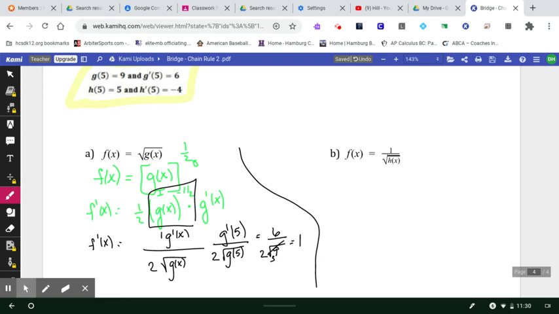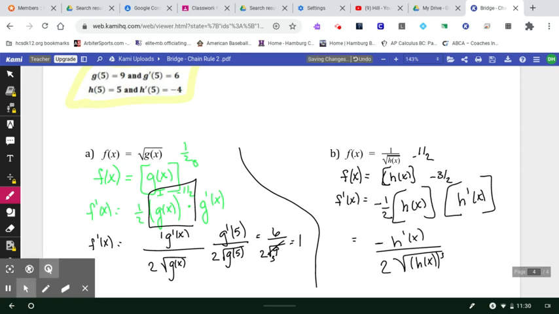Okay. Lastly, let's rewrite part B here. F of x equals, this is going to become h of x all raised to the negative 1/2. So pause it, try your derivative, and we'll compare again. See what you think about that.